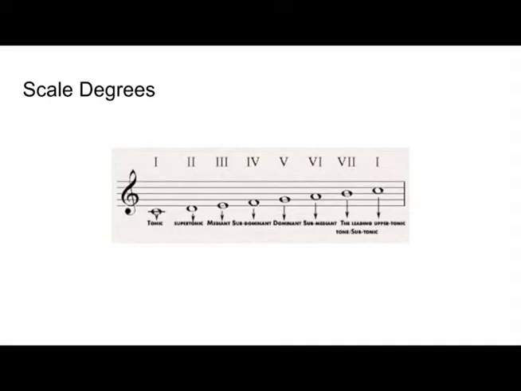Finally, we're going to be looking at scale degrees. Now, scale degrees refers to the different names given to the different notes of a scale. The first note of the scale is known as the first scale degree, and the second note as the second scale degree, so on and so forth. Each scale degree actually has a specific name. The first scale degree is known as the tonic of the scale, and the second known as the supertonic, as it is a whole step above the tonic.